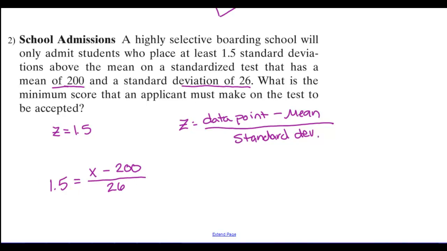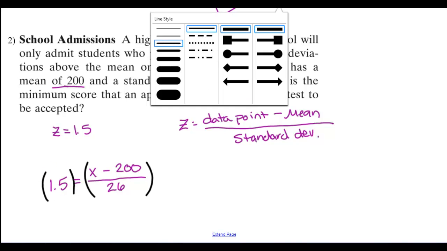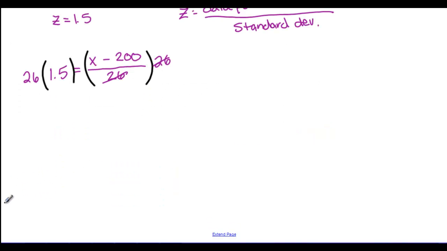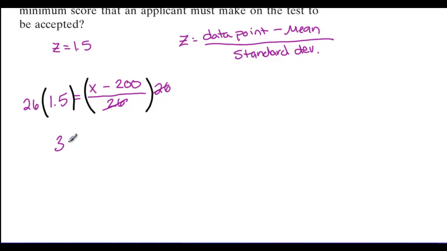So now for us to solve this, we would multiply both sides by 26 or cross multiply, whichever way you happen to think about it. So we're going to multiply both sides by 26. And the reason for that is that allows these to cancel. So then we have 26 times 1.5. So that's going to give us 39 equals x minus 200. So to solve for x, we're just going to add 200 to both sides.